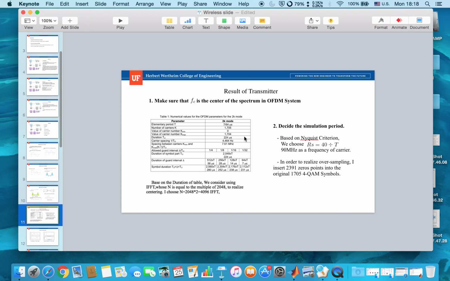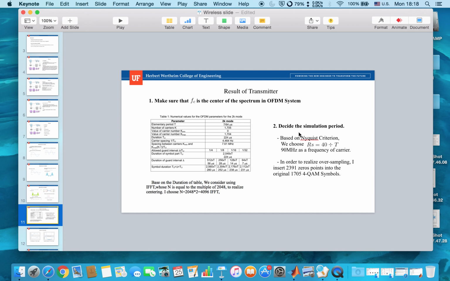And here is the result of the transmitter. First, we should make sure that fc is the center of the spectrum of the OFDM system. Based on this table, we consider using an IFFT whose N is equal to 2048 to realize centering. So I choose N equal to 4096 for the IFFT.